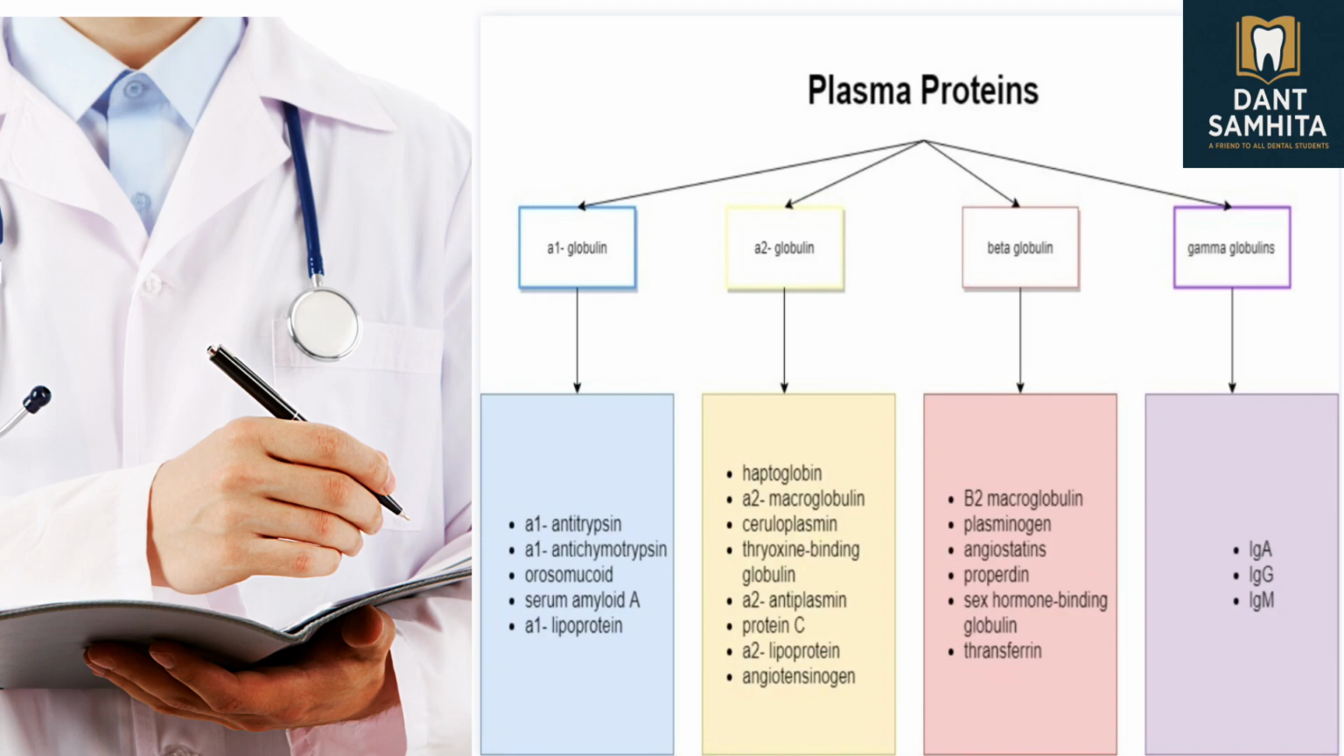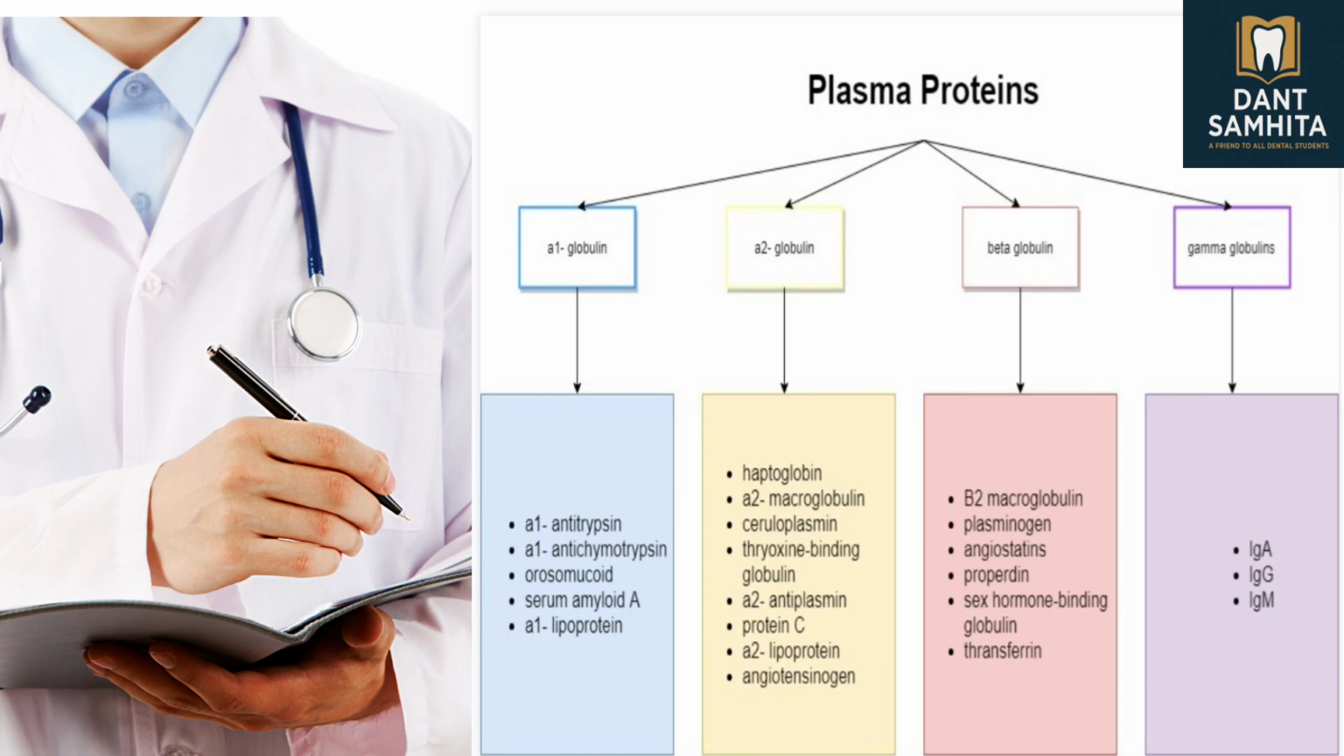In alpha 2 globulin, we have haptoglobin, alpha 2 macroglobulin, ceruloplasmin, thyroxine binding globulin, alpha 2 antiplasmin, protein C, alpha 2 lipoprotein, and angiotensinogen. Under beta globulin, we have beta 2 microglobulin, plasminogen, angiotensin, properdin, sex hormone binding globulin, and transferrin. And under gamma globulin, we have IgA, IgG and IgM.